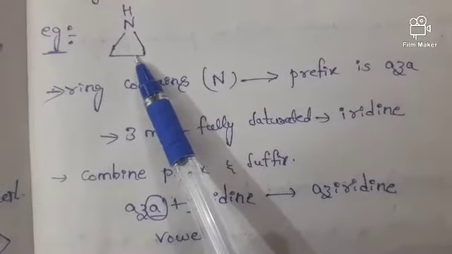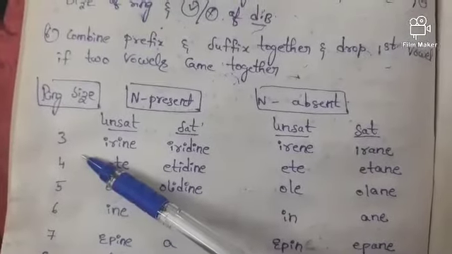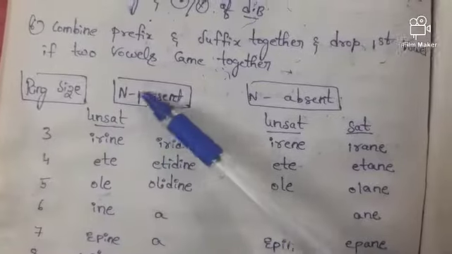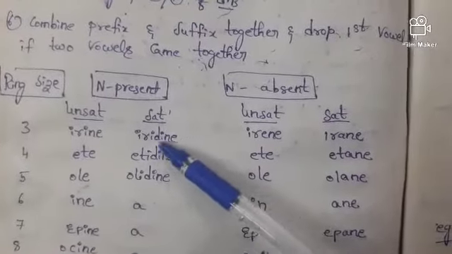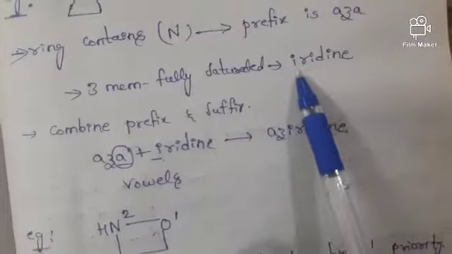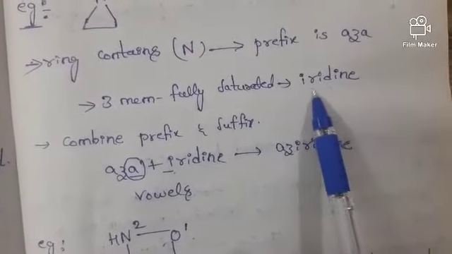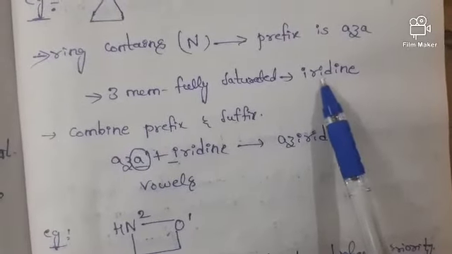Based on these 3 points, we have to look at the suffix. The ring is 3-membered, nitrogen is present, and it is fully saturated. That means we have to add iridine. That's it, friends. Here I have added only that: 3-membered, fully saturated, and nitrogen is present. That's why I have written iridine here.